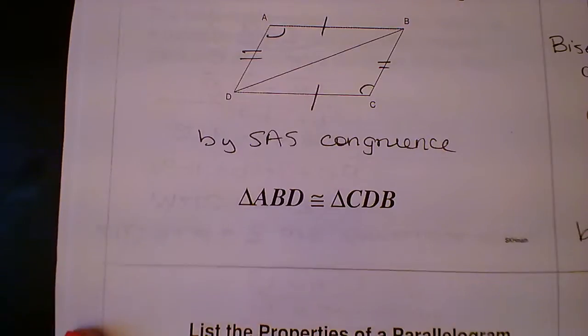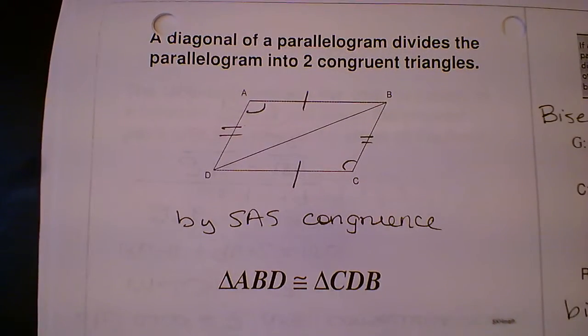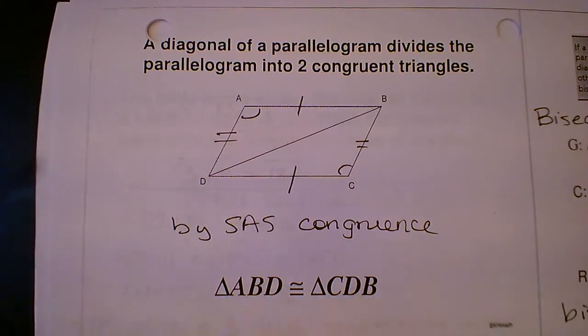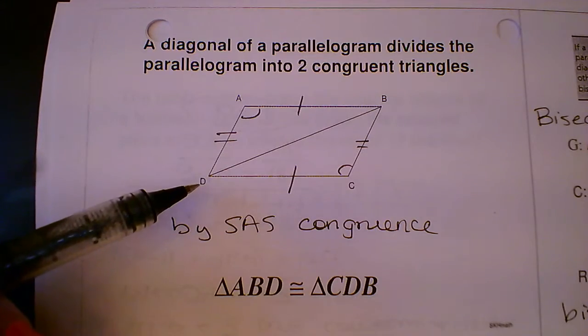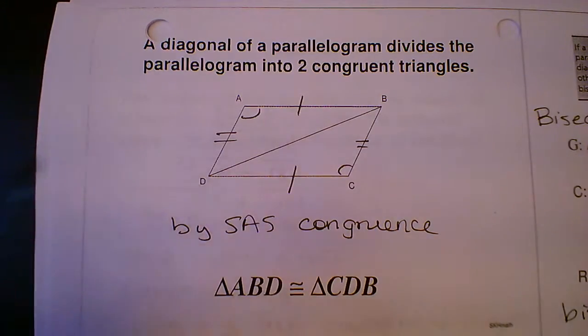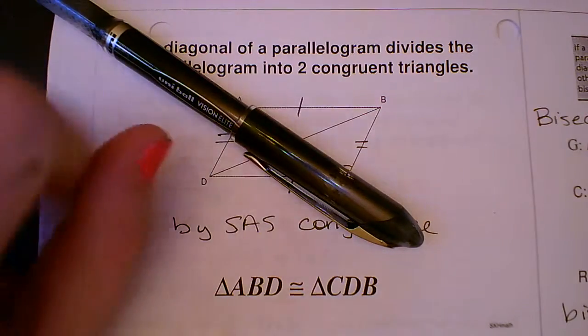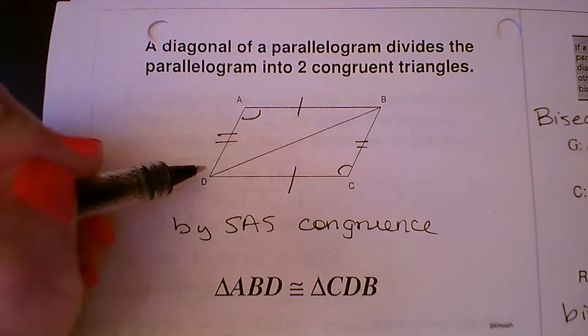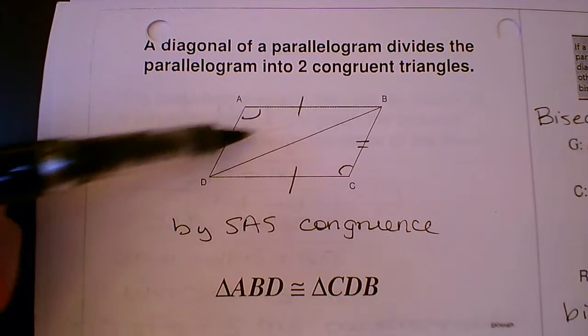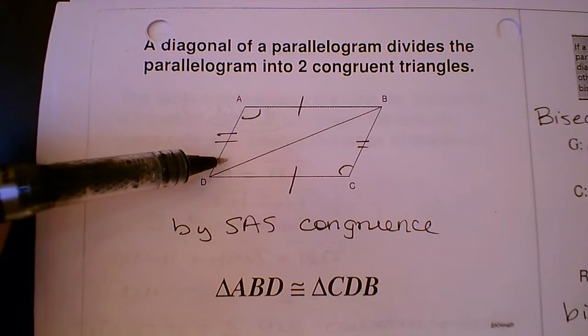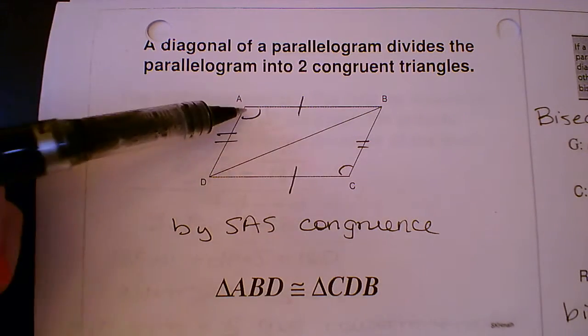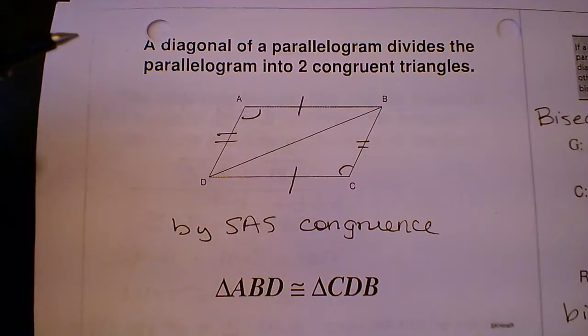The next property of parallelograms has to do with the diagonals. One diagonal cuts it into two congruent triangles. We could also do the other diagonal, and it would also be two congruent triangles, but they would be separate. We have the opposite sides congruent. We know that from the other properties of parallelograms, and also opposite angles that are congruent.